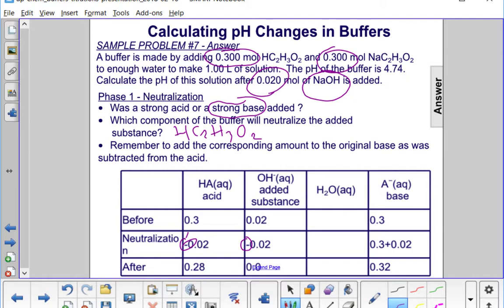And when I combine the acid with the strong base, I create water and my conjugate base. So I'm creating more of my conjugate base, which is why I'm adding that to my initial amount here. After the neutralization, I have 0.28 moles of acid, 0 moles of my added strong base, and 0.32 moles of my conjugate base.